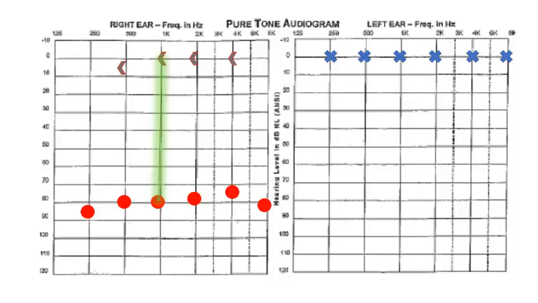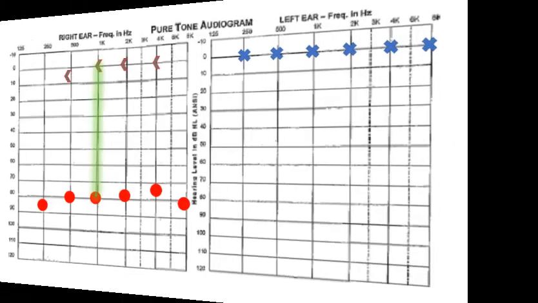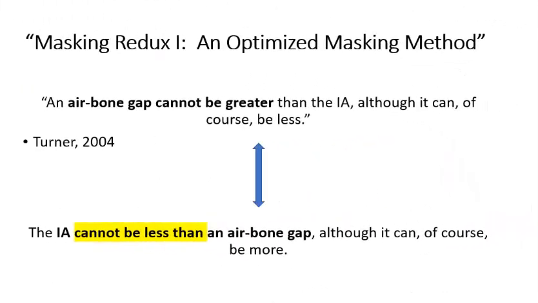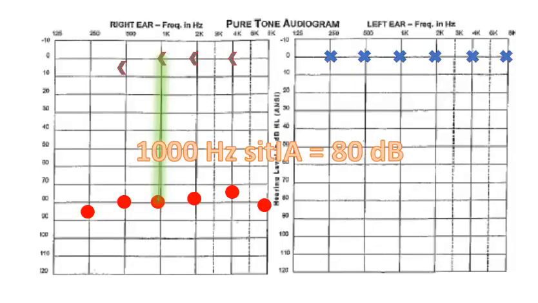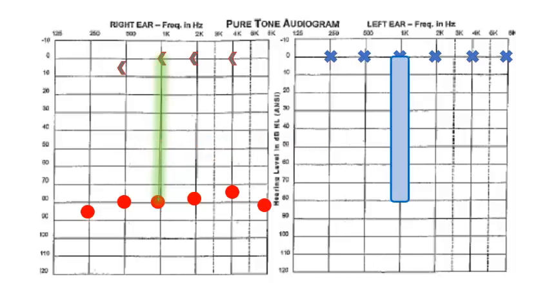We also don't know which ear this unmasked bone conduction threshold is coming from because it too is unmasked. However, although everything so far is unmasked, we can observe something about a situational interaural attenuation. As Turner stated, the IA cannot be less than an air-bone gap. We can say that for this subject at this frequency in this situation using TDH phones, the IA must be at least 80 dB. So we're claiming a situational interaural attenuation.